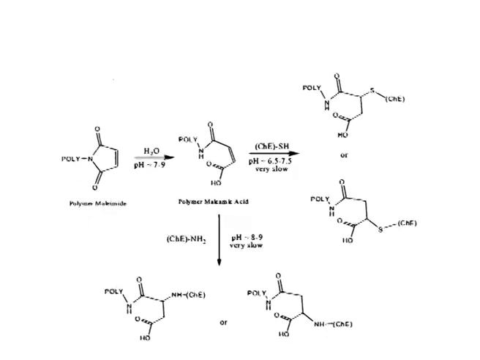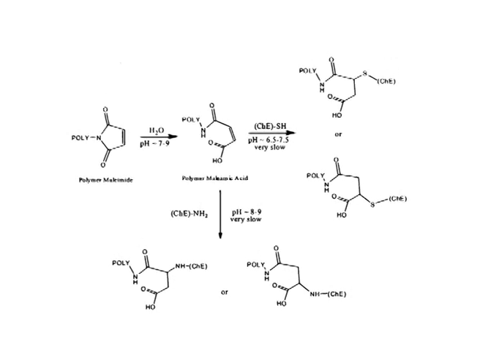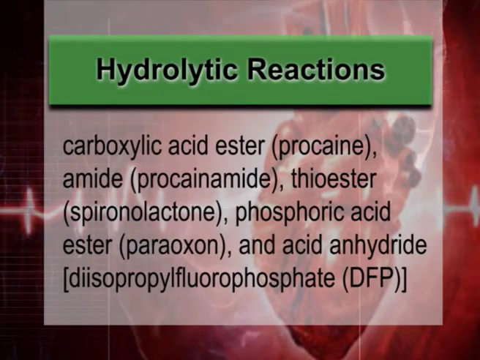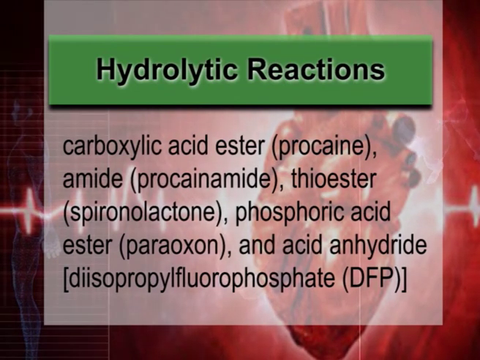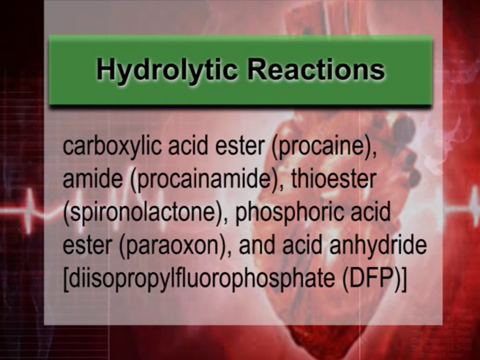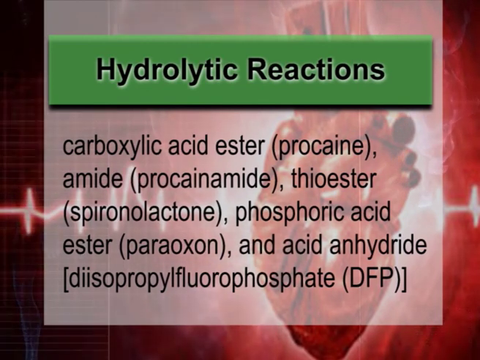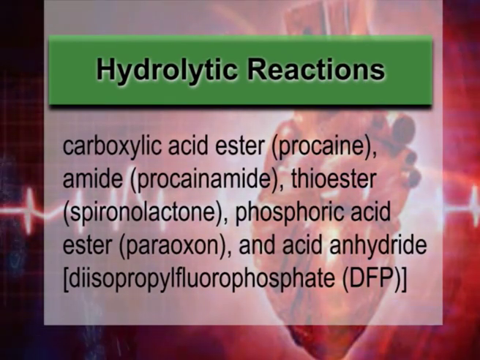A variety of hydrolytic enzymes, namely carboxylesterases, cholinesterases, and organophosphatases, hydrolyze xenobiotics containing such functional groups as a carboxylic acid ester, for example procaine, amide, for example procainamide, thioester, for example spironolactone, phosphoric acid ester, for example paraoxon, and acid anhydride, for example diisopropyl fluorophosphate.